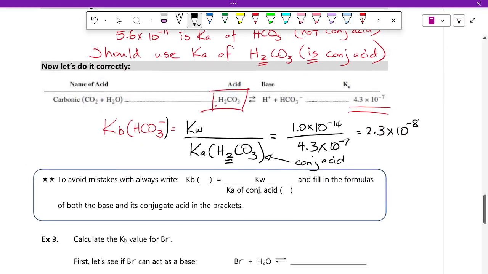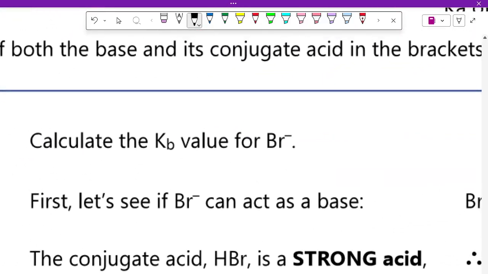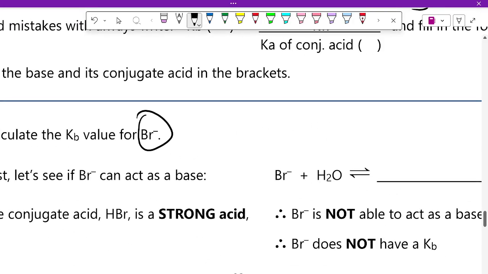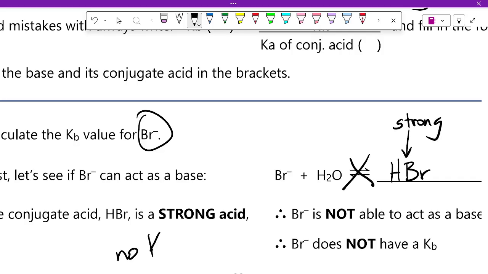Can you calculate a Kb for Br minus? Can Br minus act as a base? What would we get? Nothing. We would get HBr. Can we make HBr? No, because this is strong. So there is no Kb for Br minus.